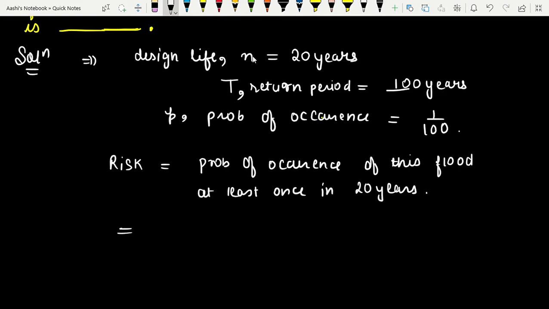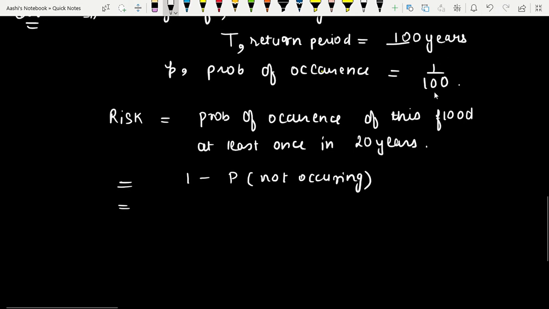So in order to find the probability of at least once, we can use 1 minus the probability of not occurring, because we know at least once means the probability that it will occur once, twice, thrice, or more. By the theorem of probability, the summation is 1. So 1 minus the probability of not occurring is equal to the probability of at least once. So I can find the probability of not occurring by using Bernoulli's binomial probability.